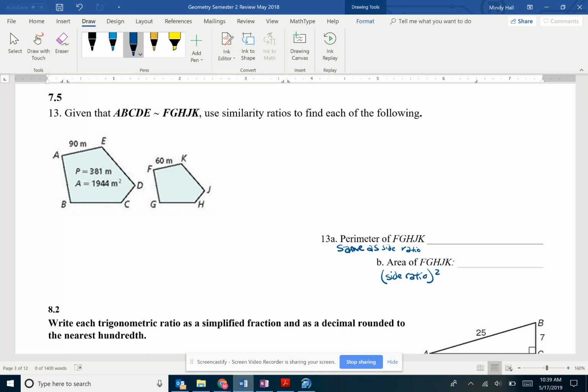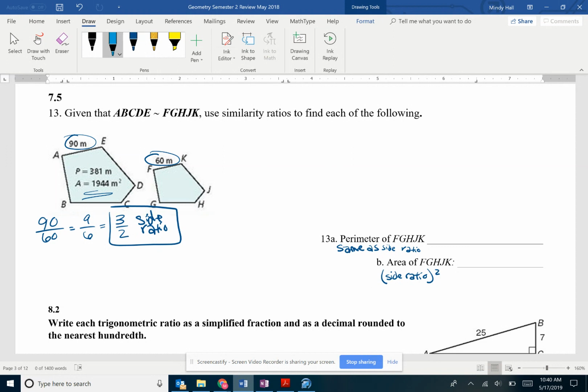So first, getting a side ratio for this, I just always go from whichever one has the labels in it to the other one. In this case, it goes from big to small, so 90 divided by 60. I would simplify as much as you can because it makes your life simpler, so that would be 9 over 6, which then becomes 3 over 2. So this is the side ratio.